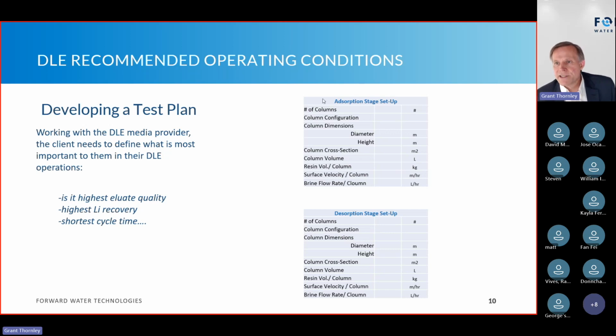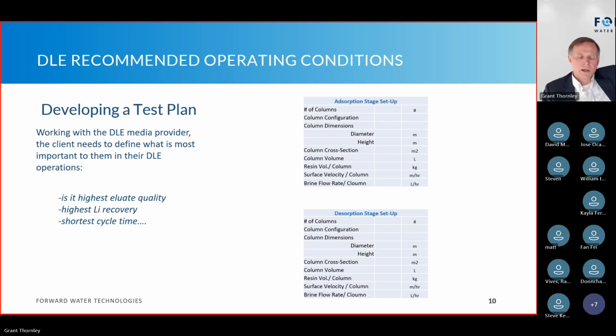And in the test plan, I'm going to develop one for my absorption stage setup, and one for my desorption stage setup. What does that look like? Well, one is, how many columns am I going to be using? Typically, let's say it's a fixed column test. So one, but sometimes what DLE media providers do is a dual column.